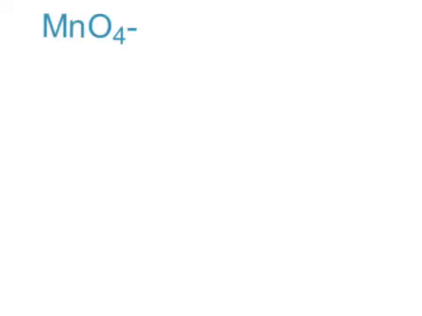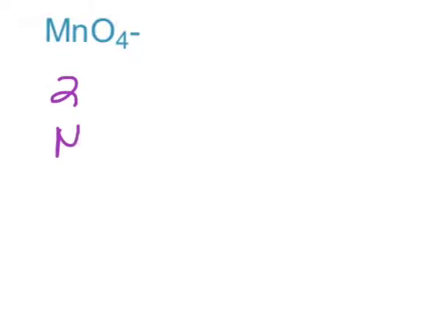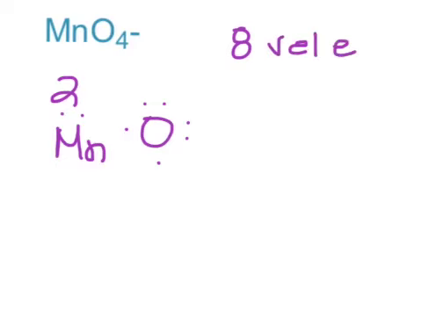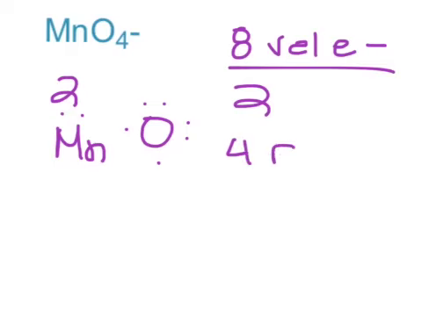Now for MnO4. Manganese has 2 valence electrons. Oxygen has 6. So that would equal 8 valence electrons. Divide that by 2 and you would get 4 pairs.